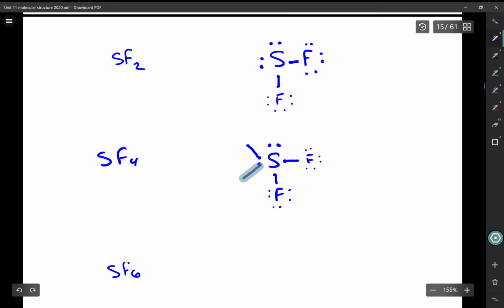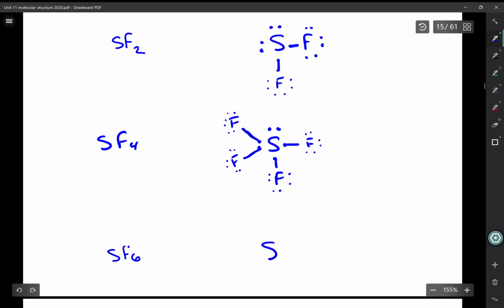Now, what's not going to happen is that. Okay, that's not going to happen. When a pair splits up, they become bonding sites. You don't take one electron from one pair and one electron from another. It doesn't work that way. So we're going to split up that one. 3, 4, 5. And then there you go. That's your SF4.